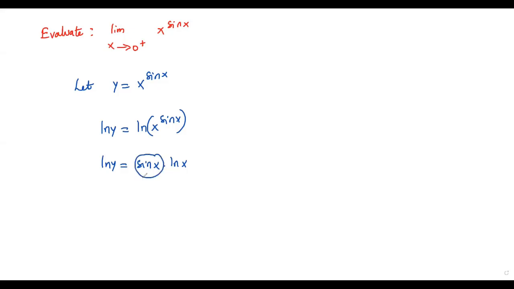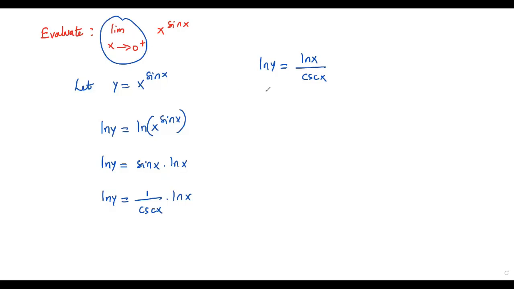Because we already know that the reciprocal of sin x is cosecant x, ln y equals sin x times ln x can be written as 1 over cosecant x times ln x. In the next step, ln y equals 1 times ln x, which is ln x over cosecant x. Now we have taken the logarithm, applied the properties of logarithm, and done all types of simplifications. Now we can take the given limit on both sides.